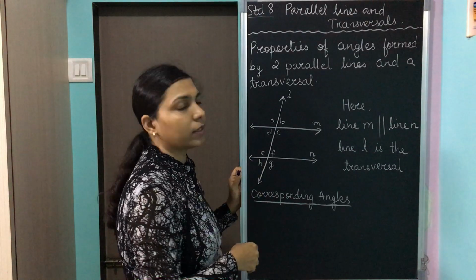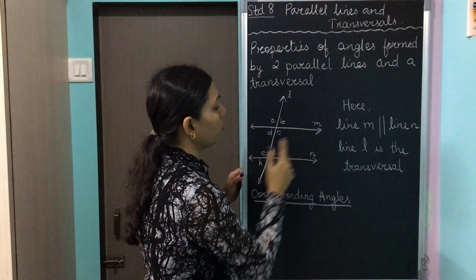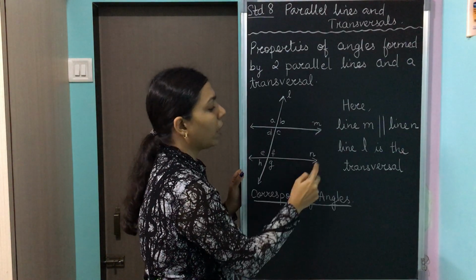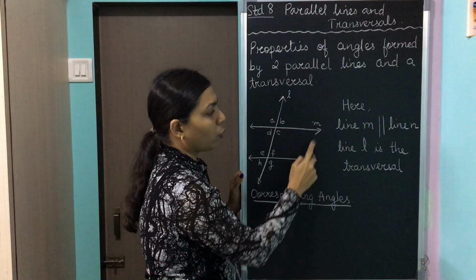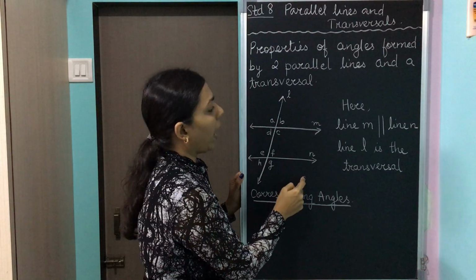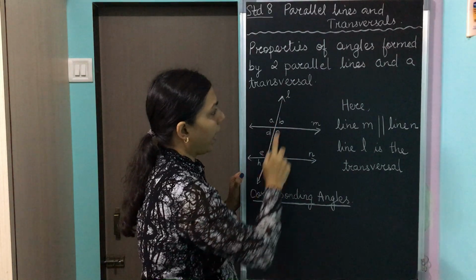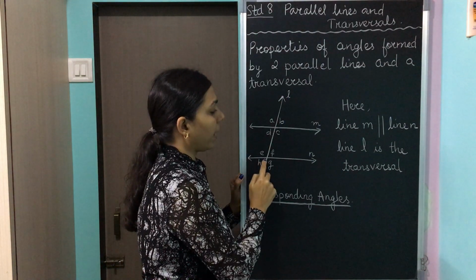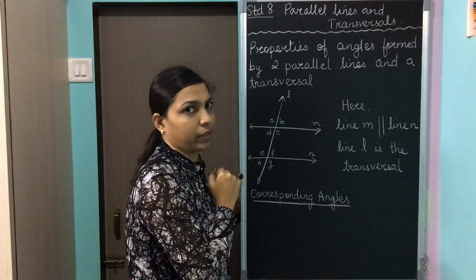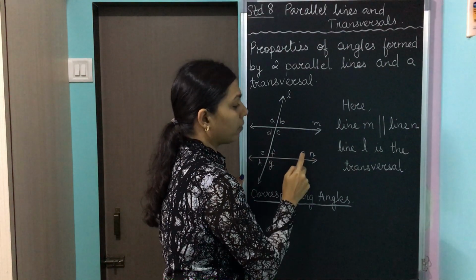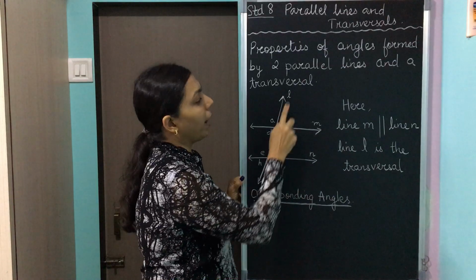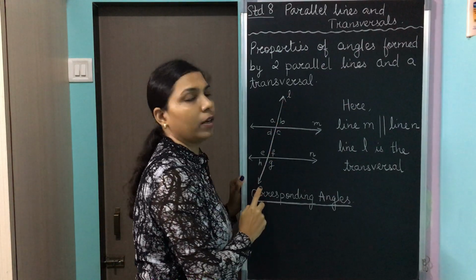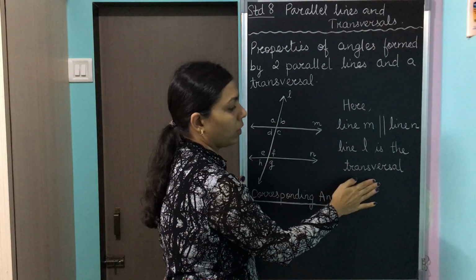If you look at this diagram over here, we have two parallel lines, line M and line N. They are both parallel to each other, and we have line L, which is the transversal, cutting line M and line N in 2 points. So line M is parallel to line N, and line L is your transversal. That is what is written over here as well.